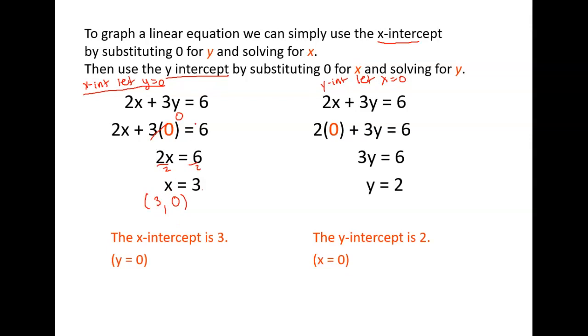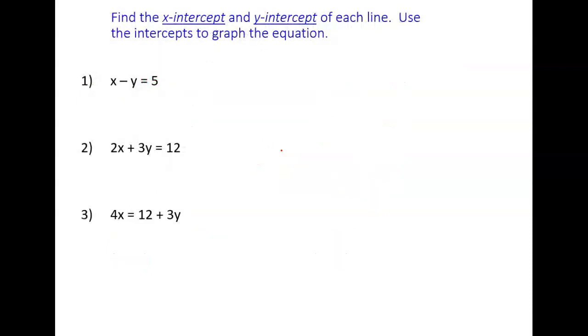I let my y equal 0 and subbed it into the formula, and then over here, I let my x equal 0. So I had a 0 here, so that becomes a 0. I get 3y equals 6, y equals 2, and I'm done. So I get 0 and 2. So those are my 2 points, and I could graph using these two. So it looks something like this. So the first one, 3 and 0, and then 0 and 2. So that's what my equation looks like. That's a rough sketch.